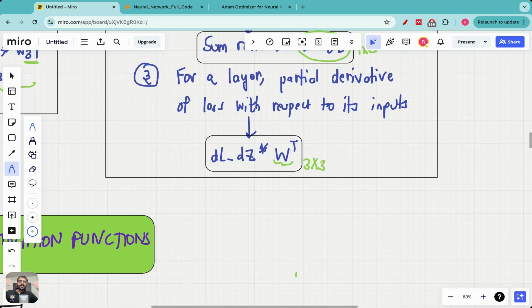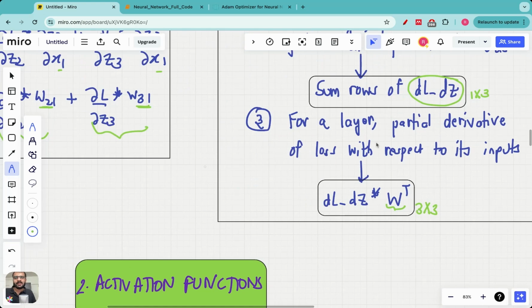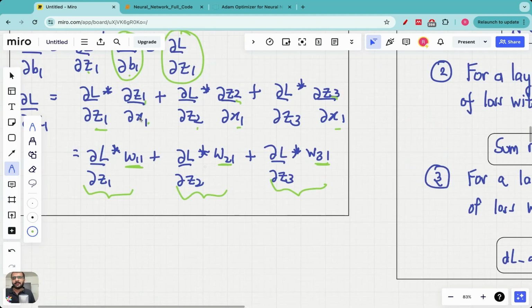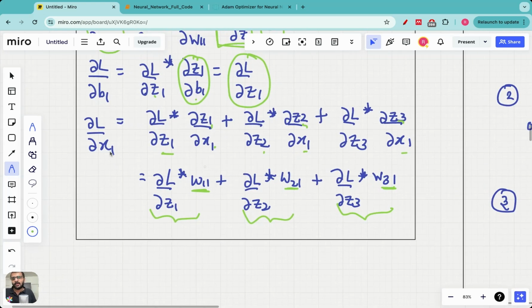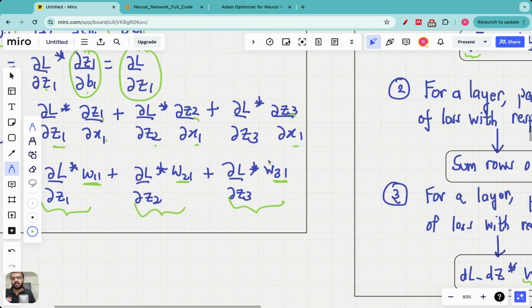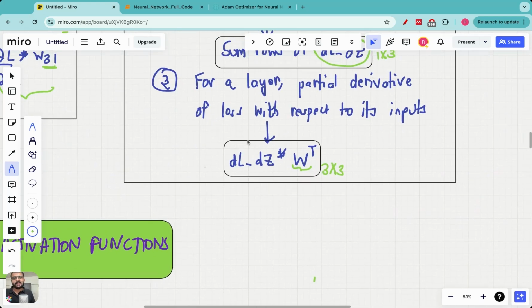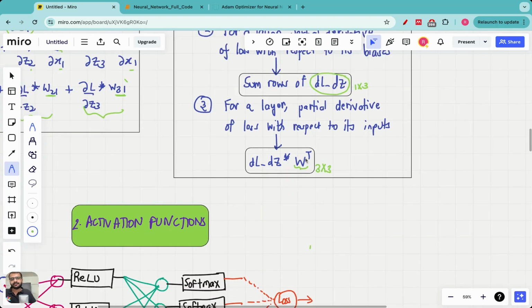The first row will give the partial derivatives with respect to the first input batch, the second row with respect to the second input batch, and the third row with respect to the third input batch. Again, the intuition we developed here is that to find the partial derivative of the loss with respect to the inputs, we need to take the weights into account. That's why, to find the partial derivative of the loss with respect to the input of a layer, we use this formula: dL/dZ multiplied by the weight transpose.